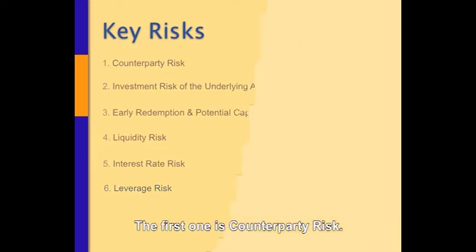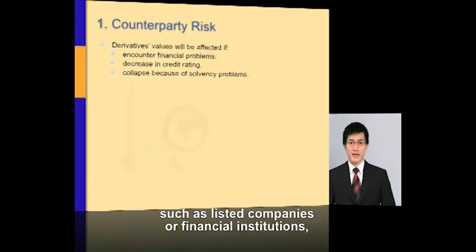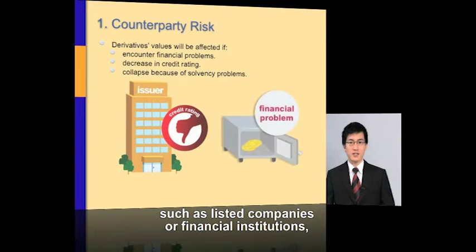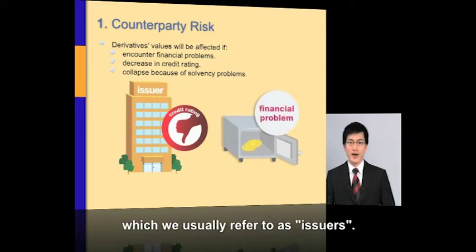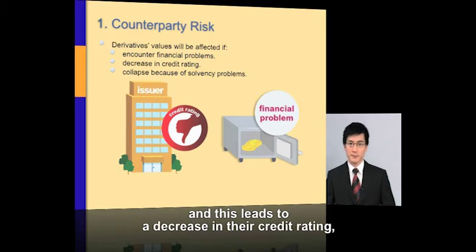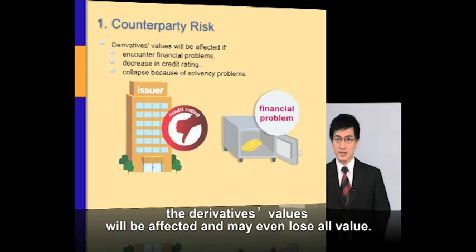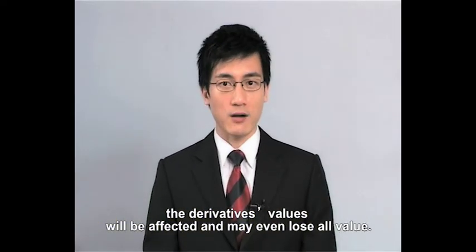The first one is counterparty risk. Derivatives are issued by third parties, such as listed companies or financial institutions, which we usually refer to as issuers. If these organizations encounter financial problems and this leads to a decrease in their credit rating, or if they collapse because of solvency problems, the derivatives' values will be affected and may even lose all value.